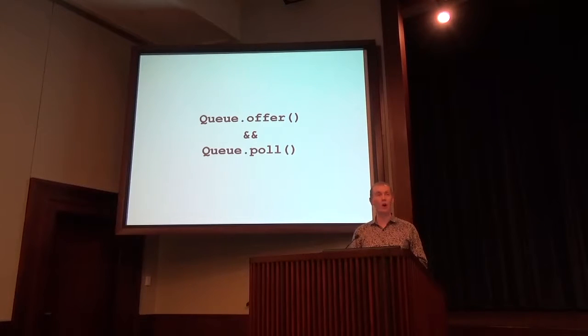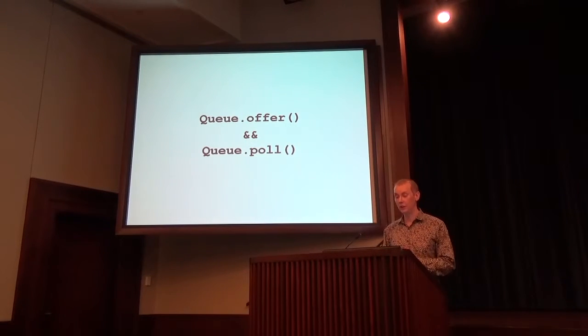I mean by this, offer and poll, where you offer to the queue and if the queue is full, it returns false. So you can go do something else or you can try again. Poll is the same on the other side. You poll from the queue. If there's something in it, you get the object. If there's nothing available, it returns null. So it doesn't block, but it undergoes this.